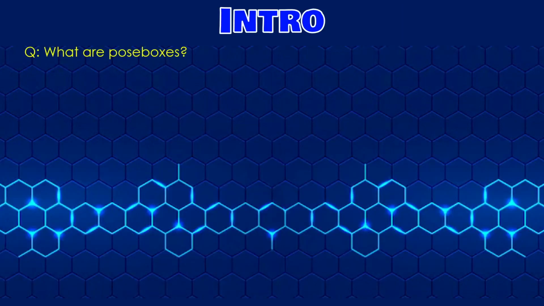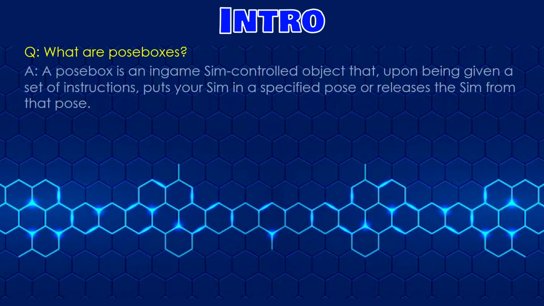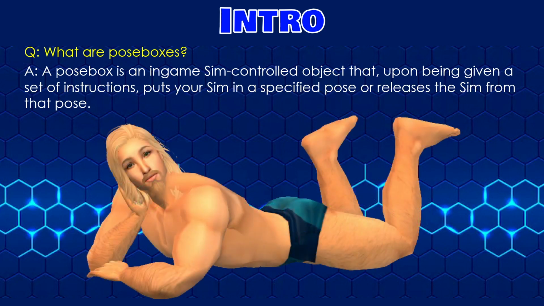So what are pose boxes? When you break it down, what are they? A pose box is an in-game sim-controlled object that, upon given a set of instructions, puts your sim in a specified pose or releases the sim from that pose. So it's as opposed to a sim menu or a game menu, it's something that the sim can control via an object.